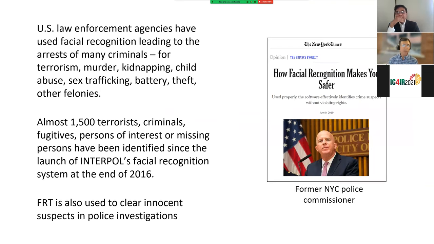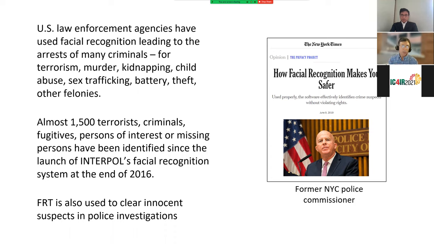There's also lots of use of face recognition technologies, or interest in use, in law enforcement agencies to try to find criminals and to help solve situations regarding terrorism, murder, kidnapping, child abuse, sex trafficking, battery, theft, and other sorts of things. Many terrorists and criminals and persons of interest have been found using Interpol's facial recognition system by a few years ago and many more by today.